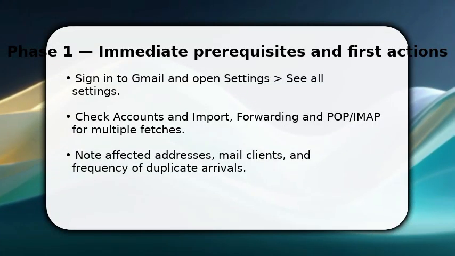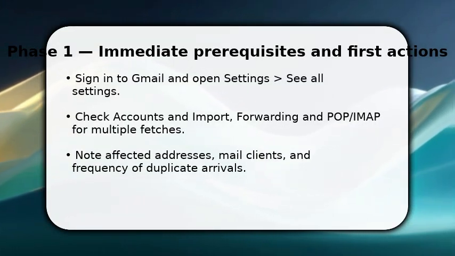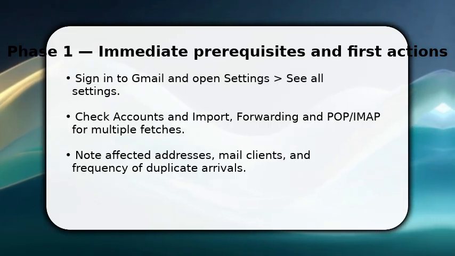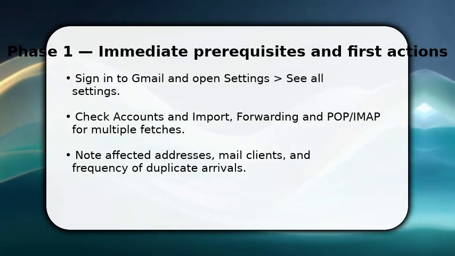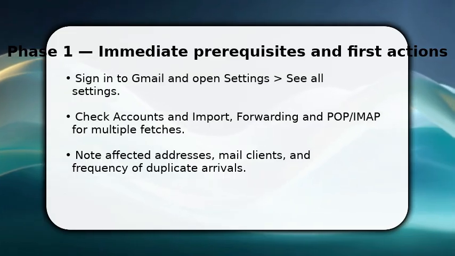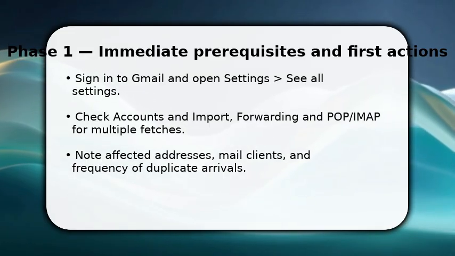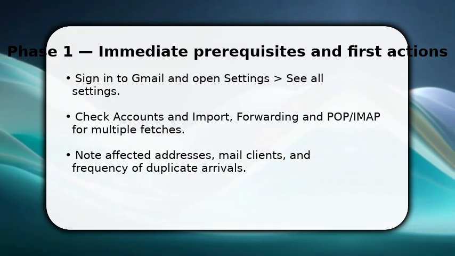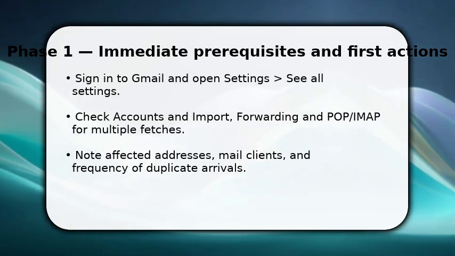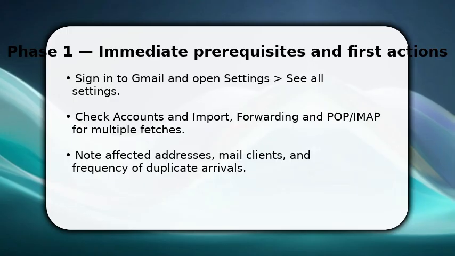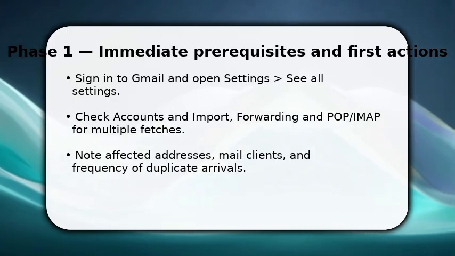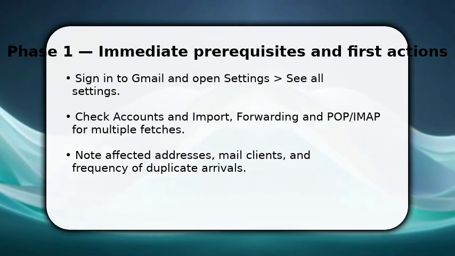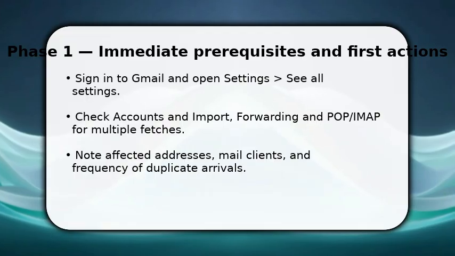You start by locating where duplicates originate. Sign in and open settings, see all settings. Once done, inspect accounts and import and forwarding and POP/IMAP to see if multiple fetches or forwarding rules exist. These often create duplicates. Make sure to note which external mail clients or devices use POP versus IMAP and identify the affected address or alias. This quick audit gives you the list of places to change so you can stop duplicate delivery at the source.